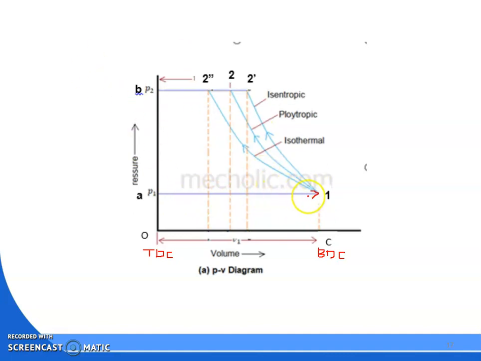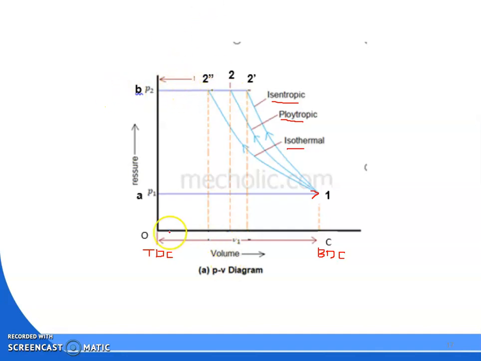Then it will be compressed from 1 to 2, that will be the compression. Here you can compress the air in three thermodynamic processes: by isothermal, by polytropic, or by isentropic. So from 1 to 2 there will be compression, maybe isothermal, maybe polytropic, maybe isentropic. Then 2 dash to B, or 2 to B, or 2 double dash to B, that is your delivery.